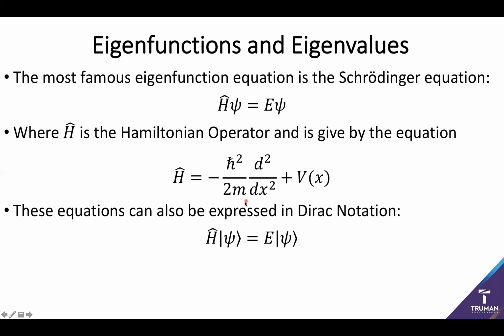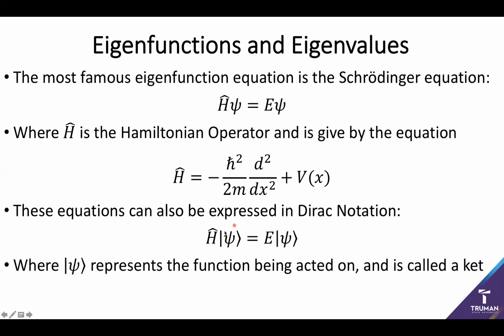But the general idea of Dirac notation is that my Hamiltonian should be applied to a wave function or an eigenfunction. So this is going to be represented by my psi in what's called a ket. This notation is called a ket, and this is another way of expressing my wave function. So I apply my operator to my wave function, and I get my energy back times the wave function.